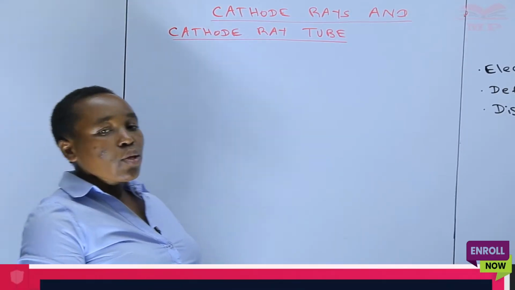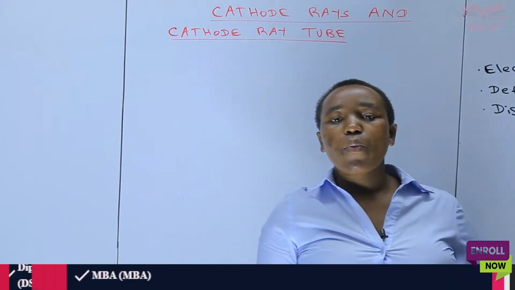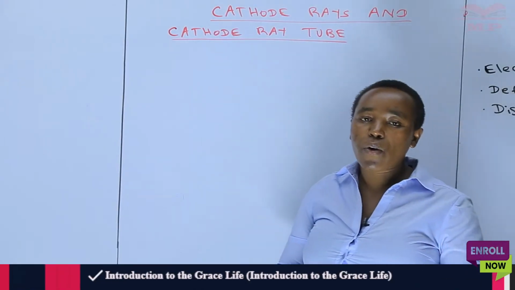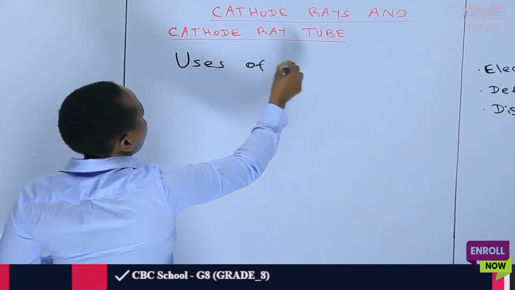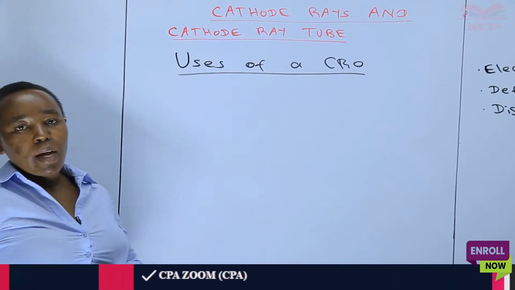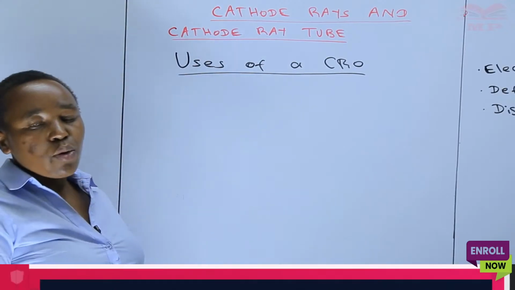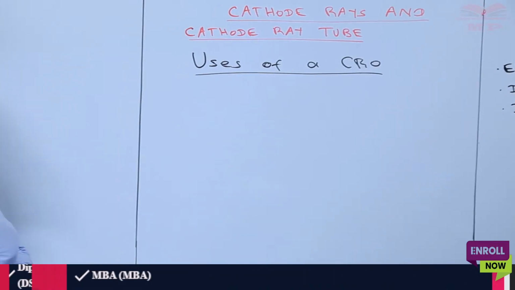So during our lesson today, we continue with the cathode ray oscilloscope, but now we want to look at the uses of a CRO. We are going to look at two major uses of a cathode ray oscilloscope, and we are going to explain each one of them.